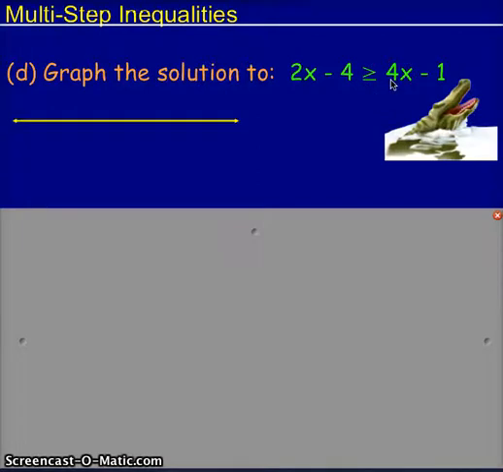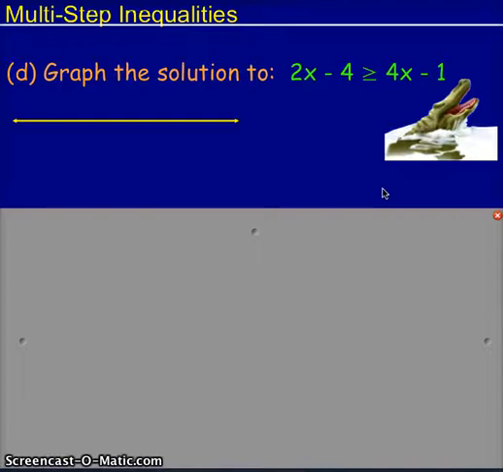Okay, now we're going to try to put everything together by solving multi-step inequalities and then graphing them. So if you want to try this by yourself first, you can pause the video. If not, we can work on this one together, and then there's another one for you to try after. So the problem is 2x minus 4 is greater than or equal to 4x minus 1.